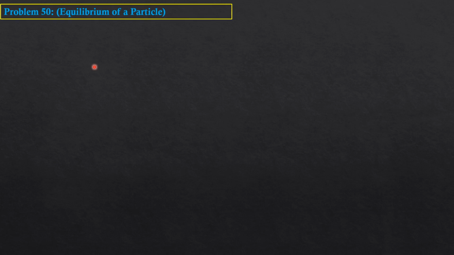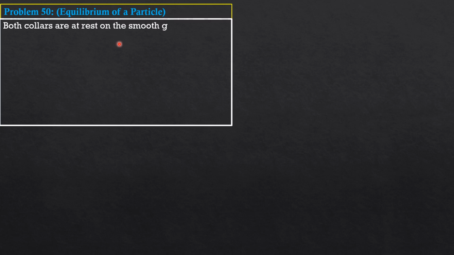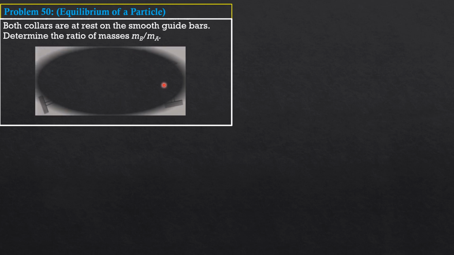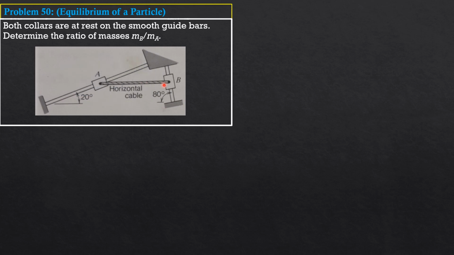So here are problems 50 to 52, still on equilibrium of a particle. Both collars are at rest on the smooth guide bars. Determine the ratio of masses mB over mA. So here's the given figure. Then I have to draw the free body diagram of collar B.